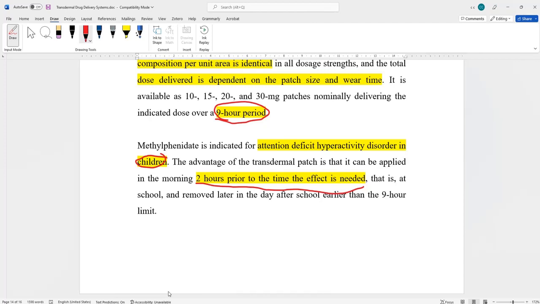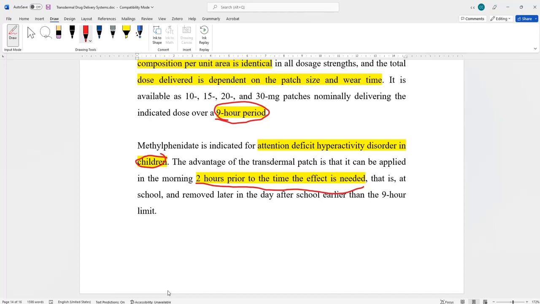So this methylphenidate patch will start working 2 hours after you apply it to the child. When the child gets up in the morning, you apply the patch, and then the child takes breakfast and goes to school. When the class starts, it's already 2 hours, so it will start giving effect 2 hours after applying it. So the child will be able to focus.